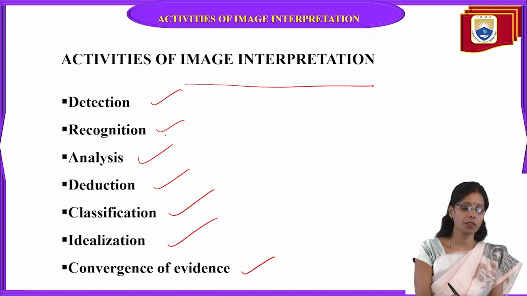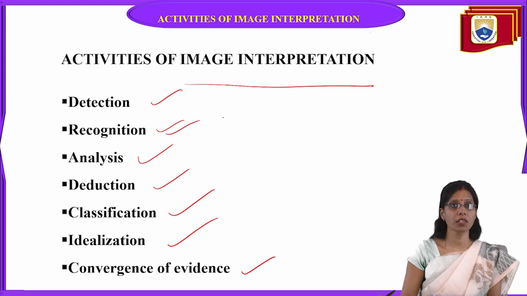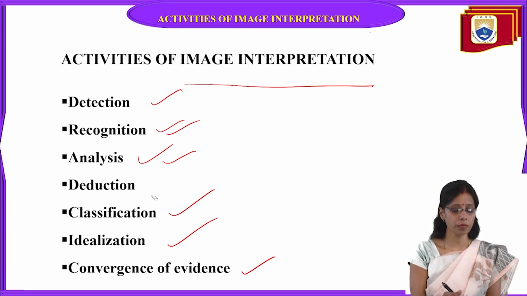Then recognition: first we have to recognize and find out which kind of imagery it is. Finally we have to find out the different types of features present over there. Analysis: later we have to do the analysis of these recognitions or detections or identifications. Then deduction means we are just going to remove.